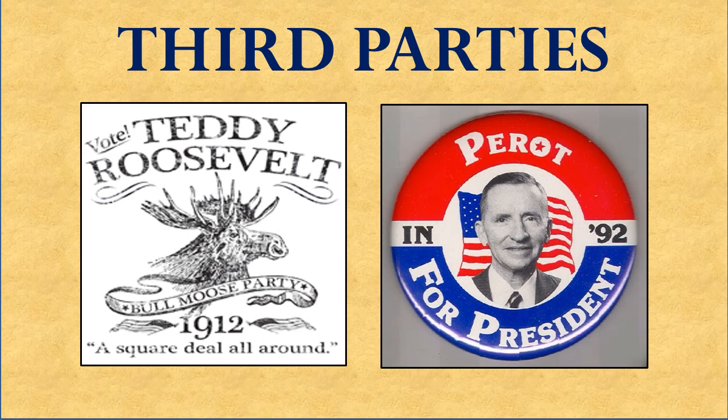The problem was his former political party, the Republicans, were going to nominate the sitting president at the time, William Howard Taft. So Roosevelt, who's going to run for president, needed to start his own political party, which he did.